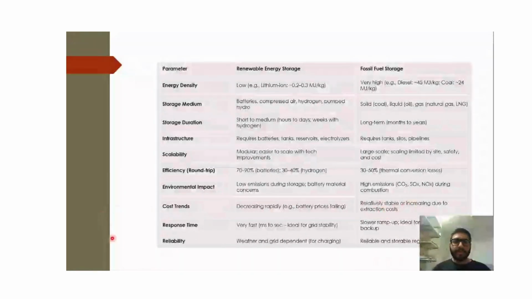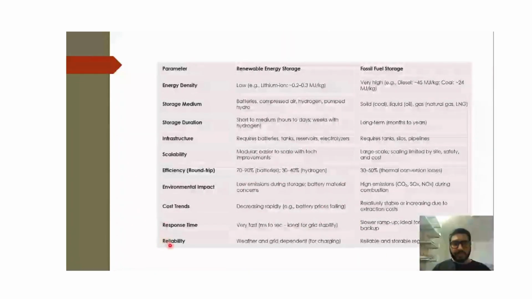Then there's response time. Suppose we want to increase our production according to consumer demand, we can increase it with the help of a battery within milliseconds. So renewable energy storage has a very small response time, while on the other hand, the fossil fuel storage response time is high as compared to renewable energies.